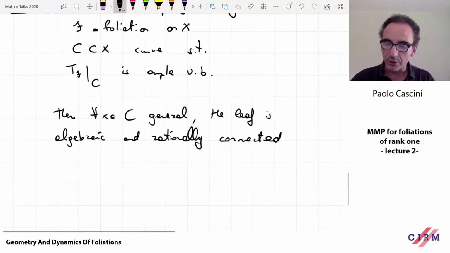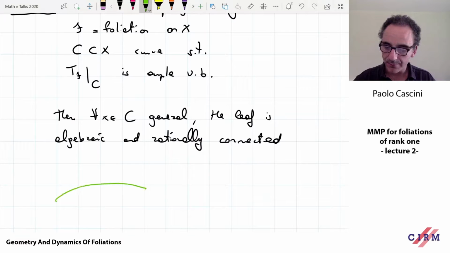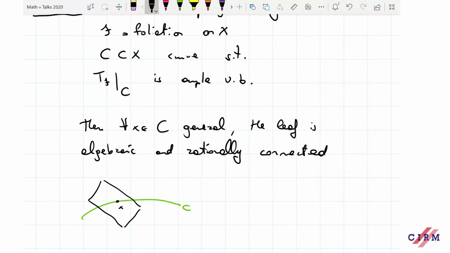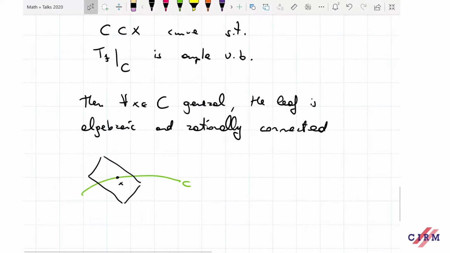So in other words, the picture looks like this. We have our curve C, and for the general point X, not only can we find rational curves, we can actually find a leaf, which is algebraic, which contains lots of rational curves. Namely, for any 2 points of this leaf, there will be a rational curve joining these 2 points.